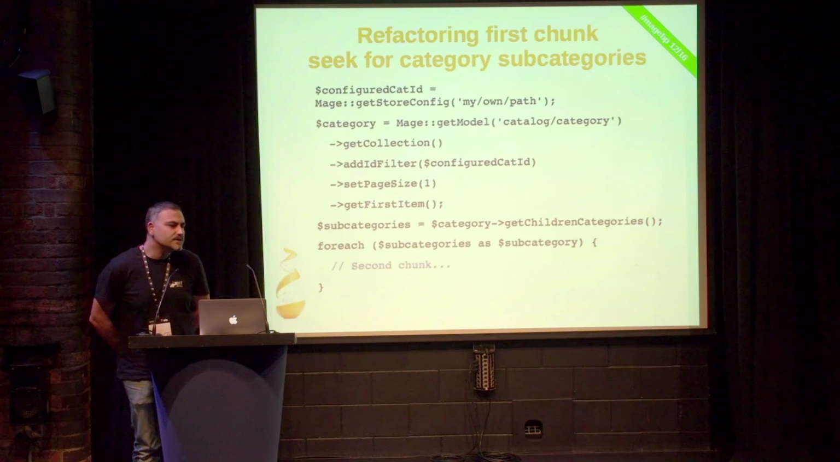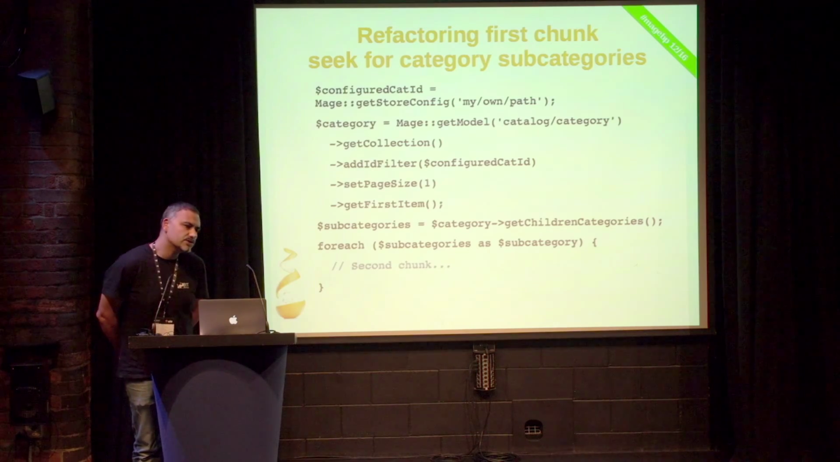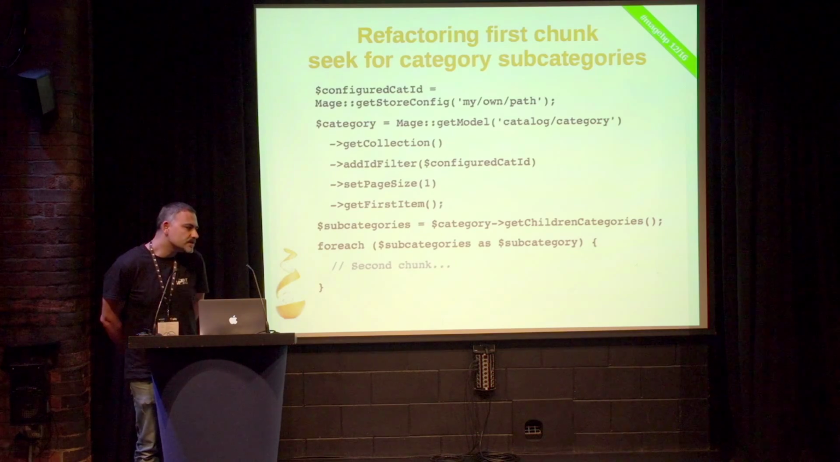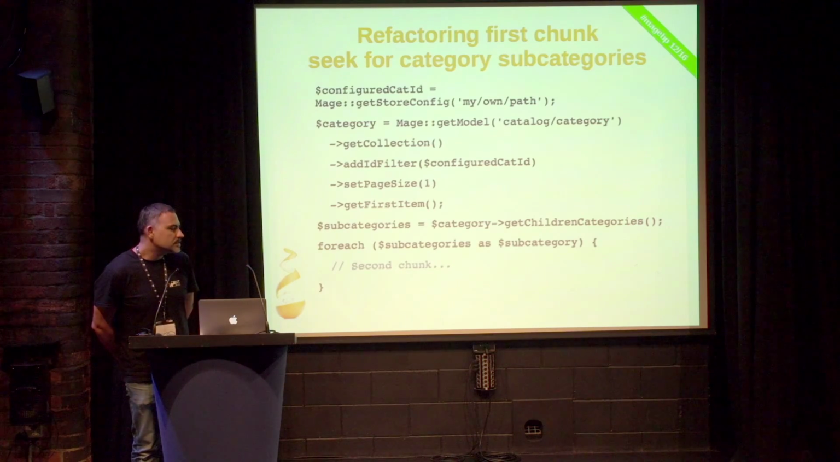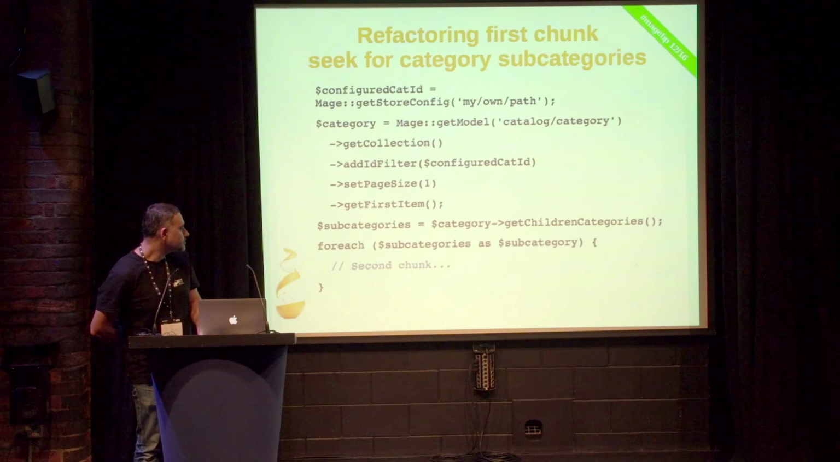And there is no need of doing strange things like exploding the string of IDs into an array and cycling the array. Magento already offers the proper methods to iterate the children categories. So let's use proper methods. Let's know how Magento works to do good work.